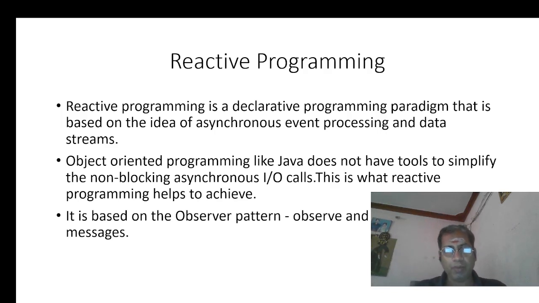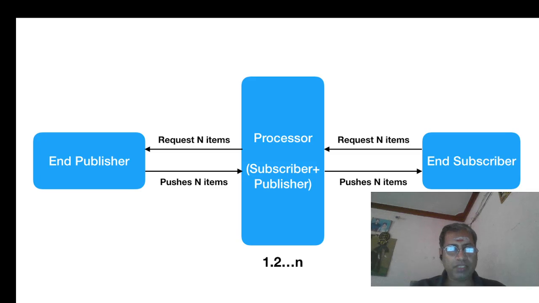It is based on the observer pattern, observe and react to a stream of messages. So let's take this example. We have an end publisher, a set of processors which act as a subscriber and a publisher, and an end subscriber. Now, the subscriber can subscribe to the publisher, and then it can also act as a publisher for many of its other actors which are subscribed to it. So there can be n number of processors, or this combination of subscriber and publisher, which does this operation.